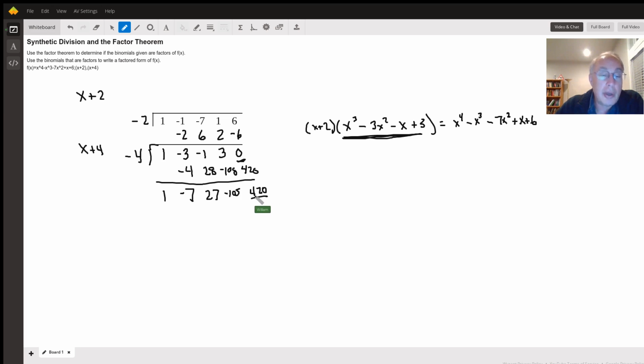This is the remainder. Also, by the remainder theorem, this is the f of x if you plug in -4 into this polynomial, but that's kind of a different video. So bottom line is x plus 2 is a factor, x plus 4 is not a factor. Hope that helps.